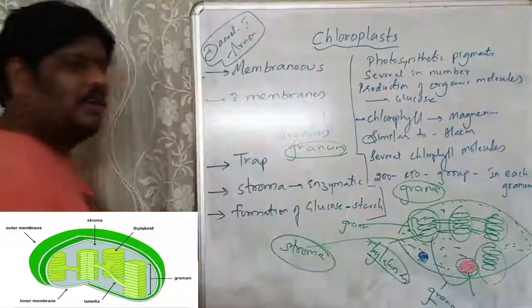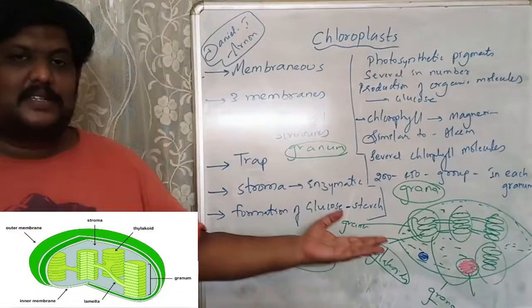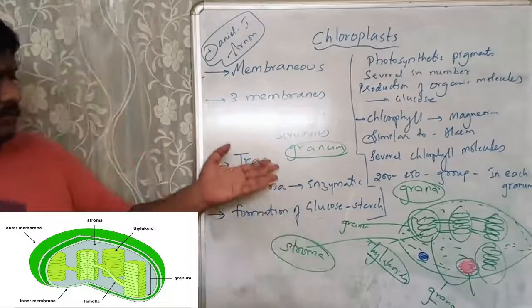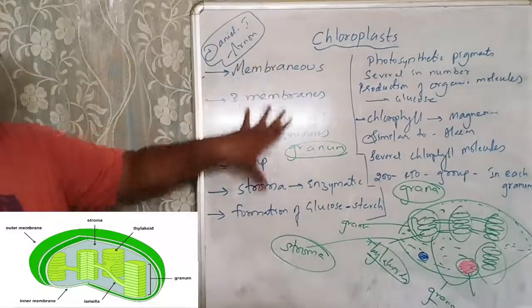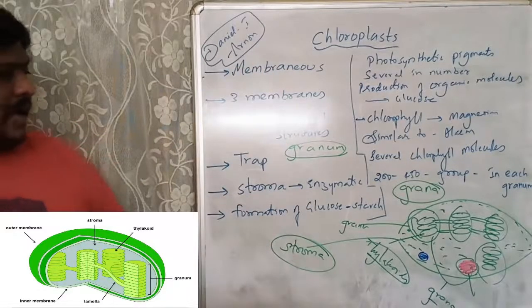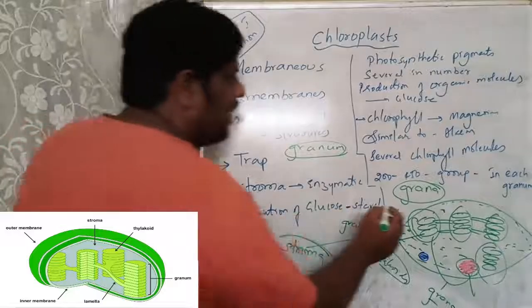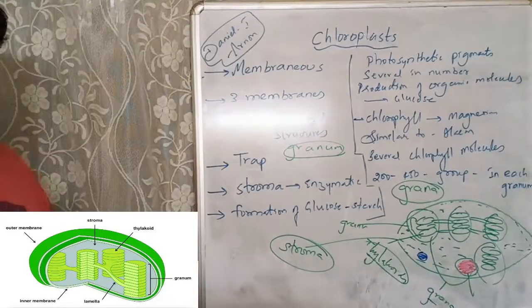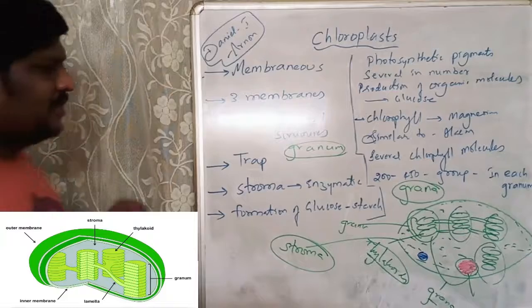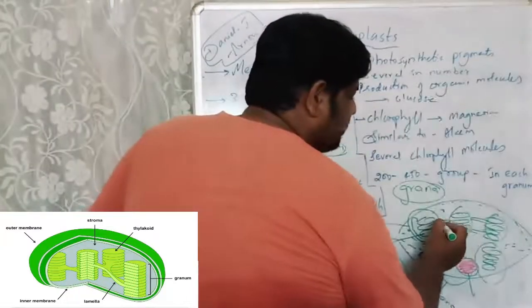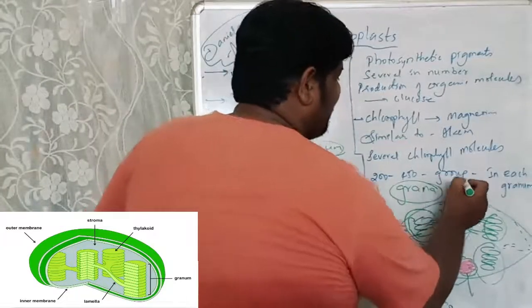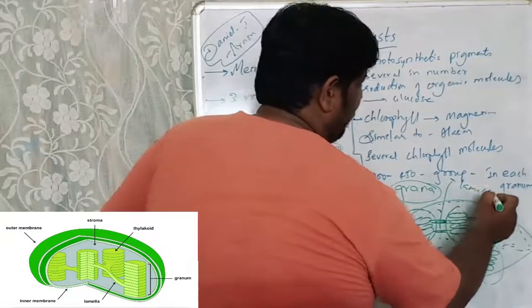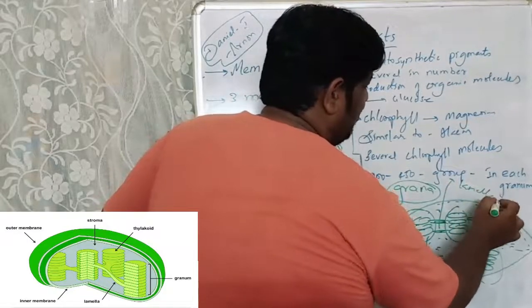Okay, the red spot which you can see here is the starch grain. So this is how the chloroplast will look. Now these grana are not isolated structures. They are connected one with the other, and these connections you can see here are called the lamellae.